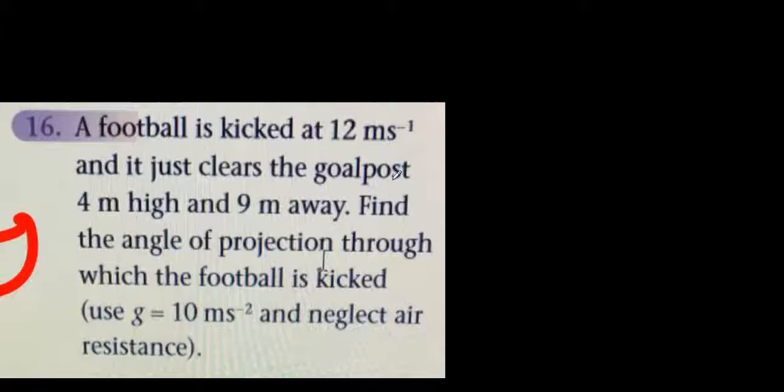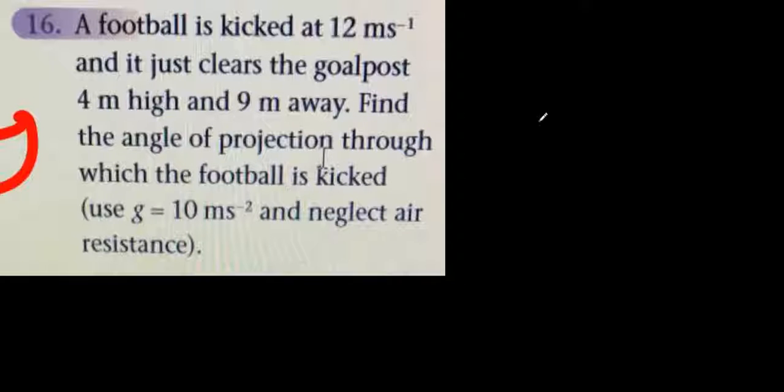Okay, the next question. A football is kicked at 12 meters a second across a goalpost. I'm going to assume diagonal because I'm not given the information that it's horizontal. Usually when you kick a football and it clears a goalpost, the assumption is that it's diagonal. How does a football kicked horizontally magically fly up if it doesn't have a ramp? It has to be kicked diagonally at least.